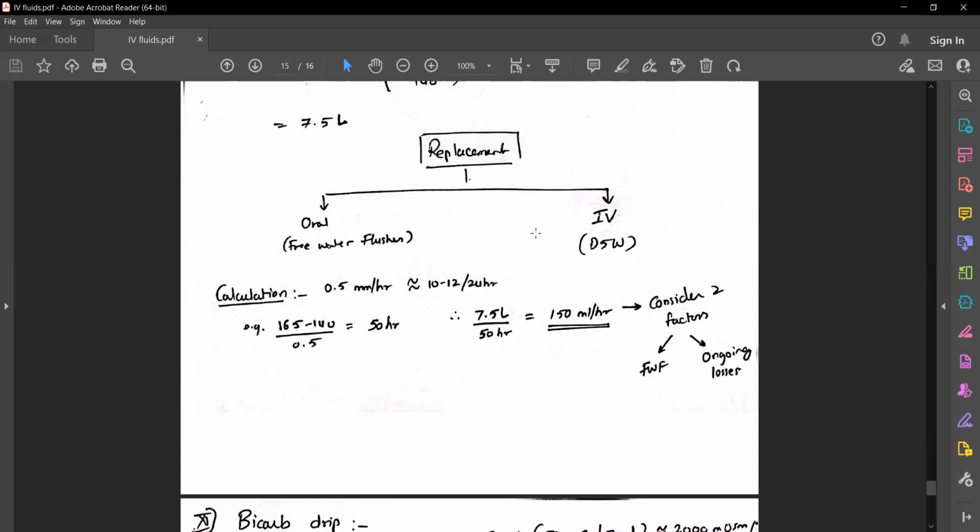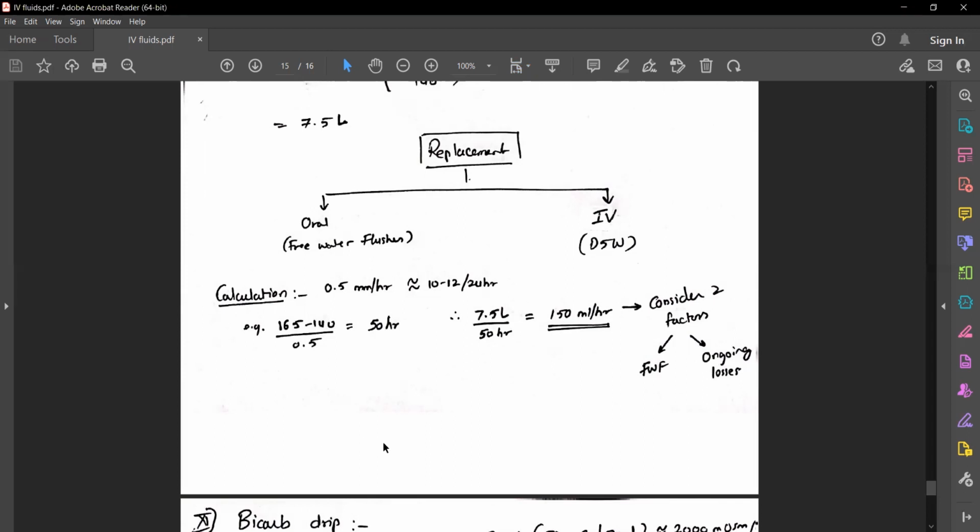Giving someone free water flushes is just like a normal person being able to drink water. When you drink water, you do not drink normal saline or lactated Ringer's. You just drink free water or simple water, which you could give to a patient along with the tube feeds that you're giving. So that is one way of doing it. And the other way is by using IV D5 water.